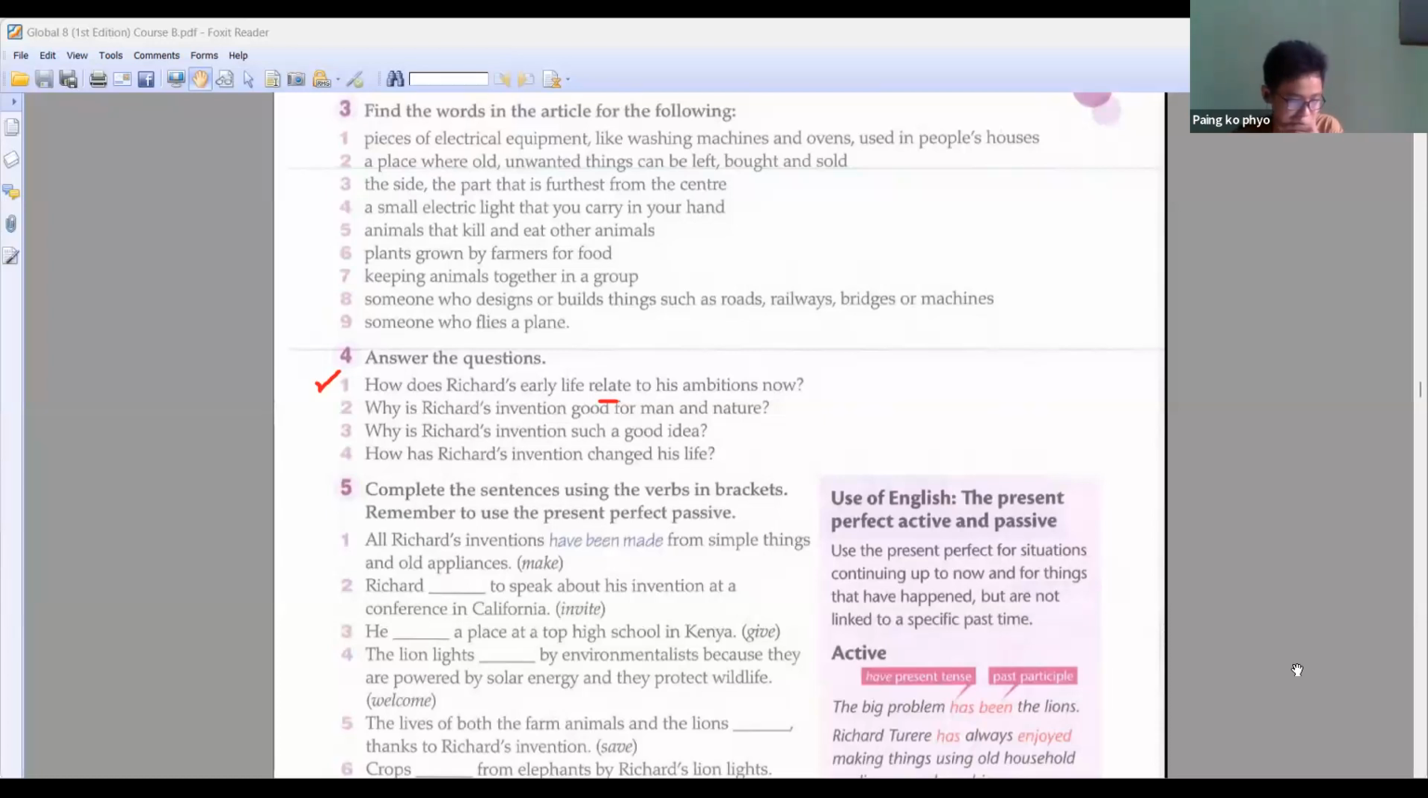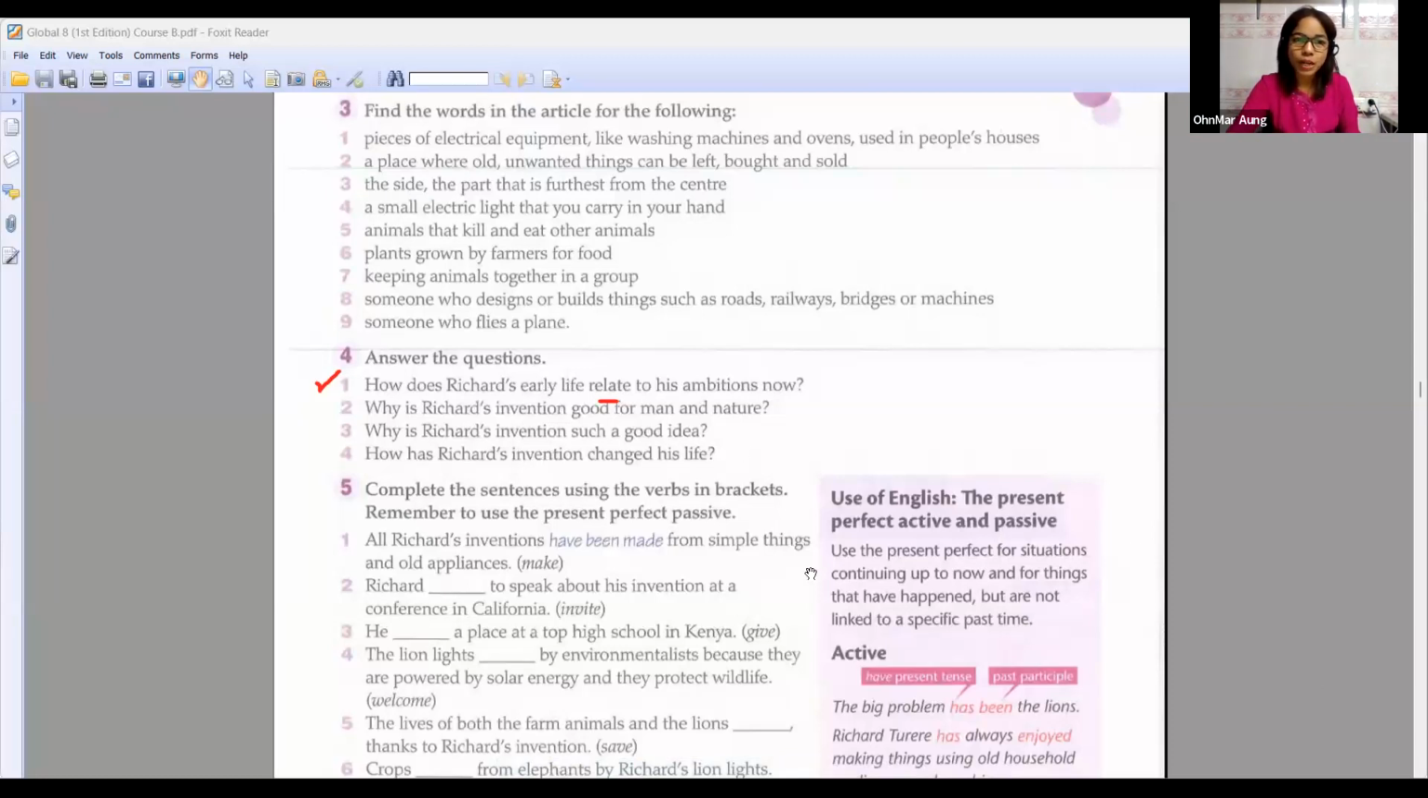Richard. What is his early life? Where did he live? Tell me about his early life. I saw the Nairobi National Park in Kenya. That is the place where he lives. I mean, his early life. By the way, how about his ambitions? Using old household appliances and machines. Okay. By the way, what is the meaning of ambition? You must know the meaning of ambition so that you can get the proper answer.